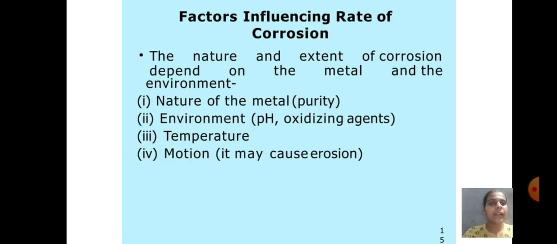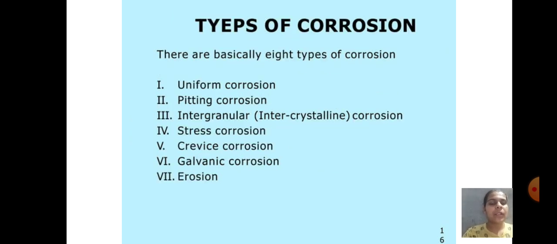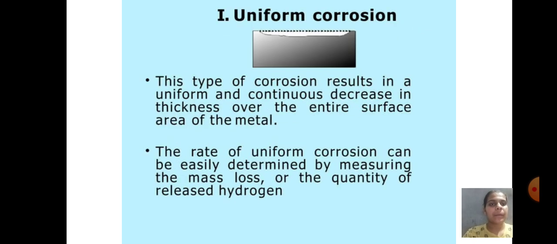Factors influencing rate of corrosion. The nature and extent of corrosion depend on the metal and the environment: nature of the metal, environment, temperature, motion. Types of corrosion. There are basically 8 types of corrosion: uniform corrosion, pitting corrosion, intergranular corrosion, stress corrosion, crevice corrosion, galvanic corrosion, erosion.